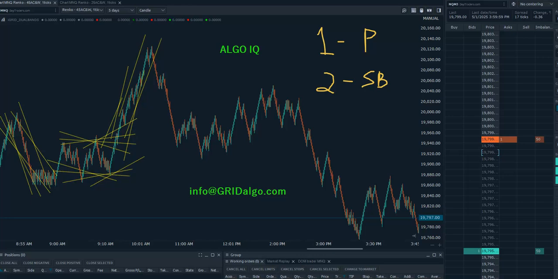Then the third thing that I'm building, that I wanted to build for some time, and I finally decided to do it and incorporate it into the Algo IQ program. It looks a little bit like what would be a linear regression channel, but it's not. So I'll just put LRC.